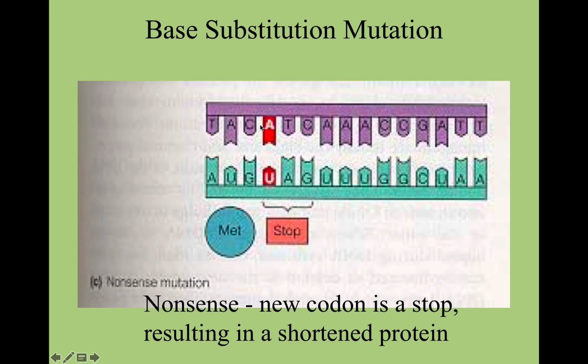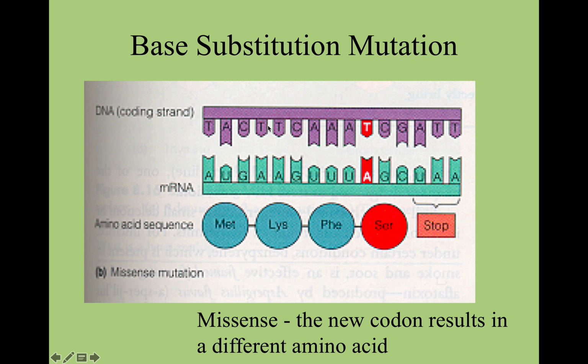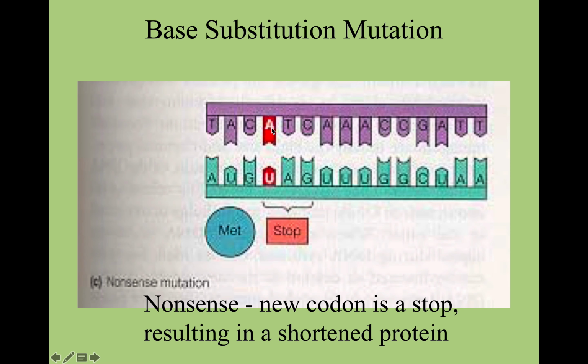Nonsense: here we have a change in the DNA. It was a T, now it's an A. So now that we have that change in the DNA, we have the change in the RNA, and we now have a stop codon. So we have a shortened protein, basically it's a start-stop sequence. There is no protein that's actually produced.